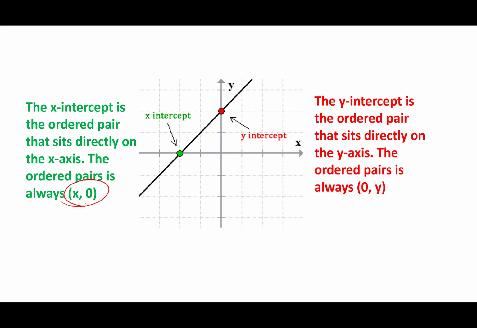Because it's sitting on the x-axis. Okay, the y-intercept is what I have in the red dot. It's very similar to the x-intercept, except the y-intercept sits on the y-axis, and its ordered pair is always 0 comma y. So wherever it is on the y-axis, it's 0 comma and then that number. You can visually find these intercepts when you're looking at a coordinate grid, and I'm going to show you how to find them just using the equation.